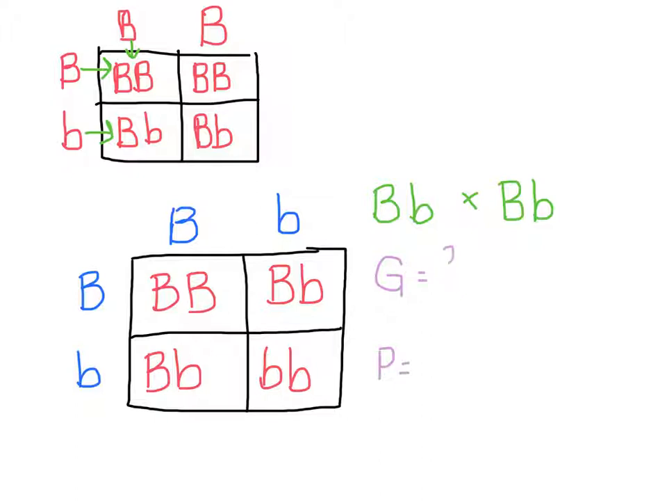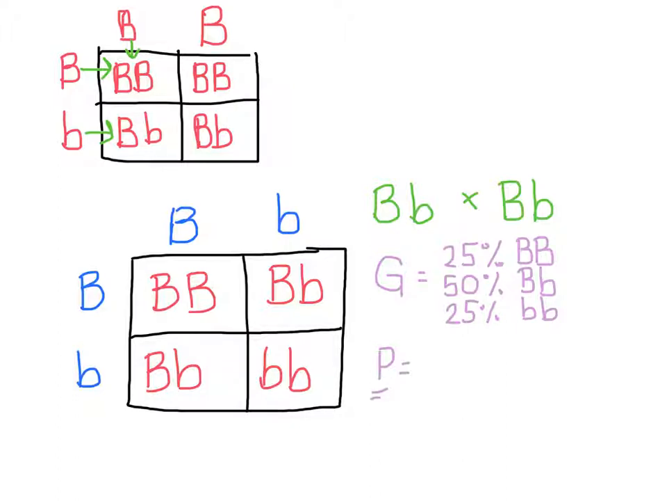So in this case, we have a 25% chance that it can be pure dominant. You have a 50%, 2 out of 4, that it's going to be a hybrid. And you have a 25% in this case that you're going to have a bunny with both recessive traits, which means this bunny could be white.